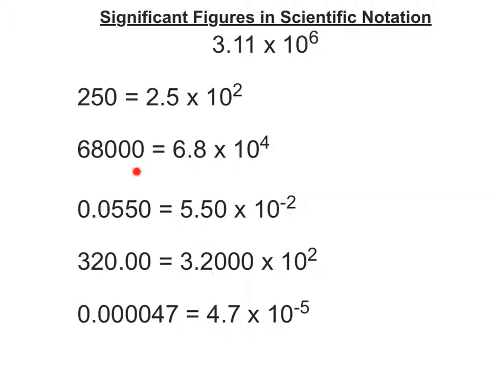Let's write 68,000 in scientific notation. 68,000 has two significant figures. So how do we include those two figures in our coefficient that is more than 1 and less than 10? It's going to be 6.8 times, we have to show that it's 68,000, not 680 or 6,800. So in our component, we put that as 10 to the power 4.